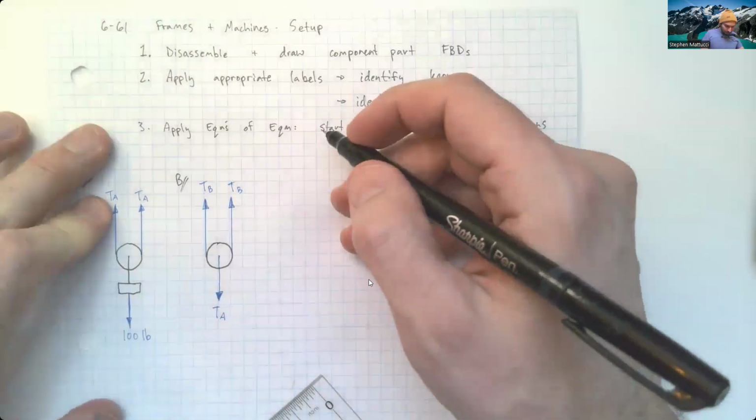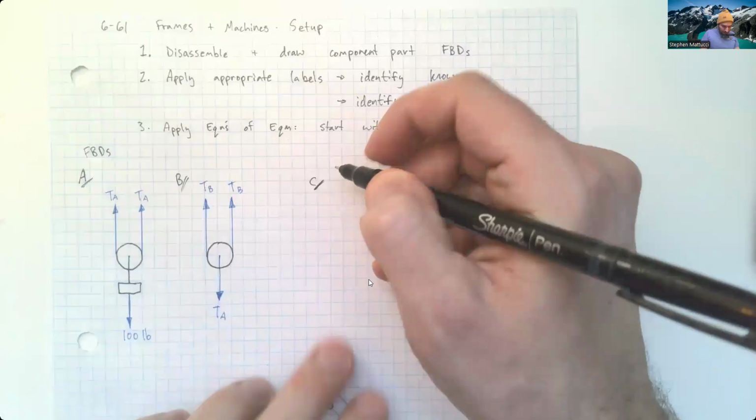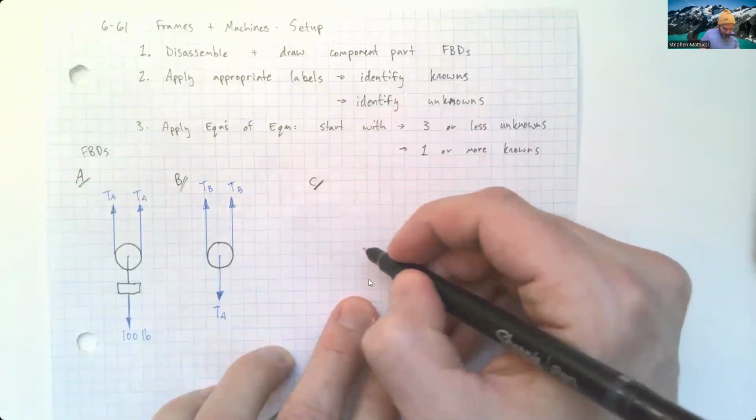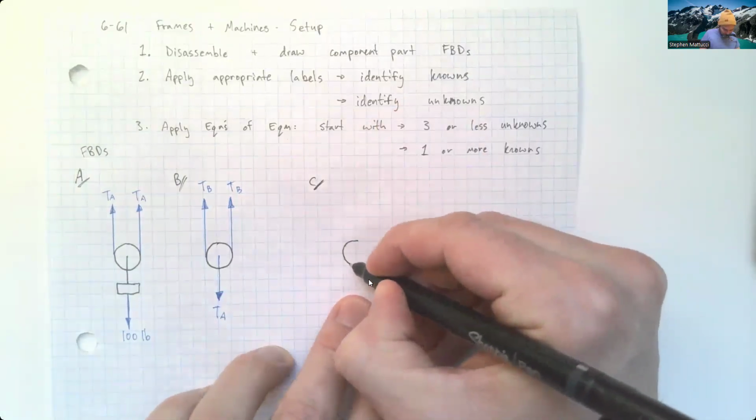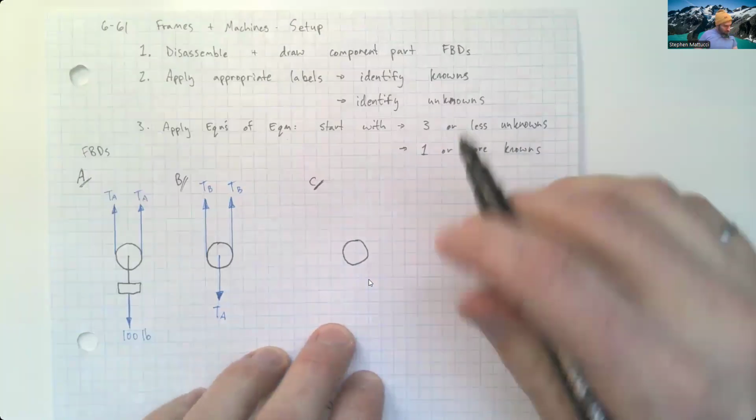Now we're going to get to pulley C. Oh, that one's a little bit more janky.